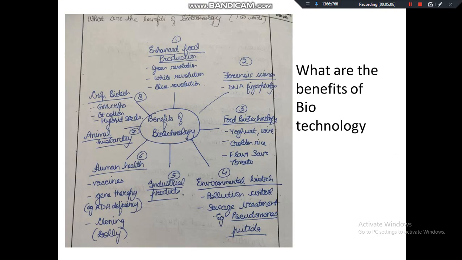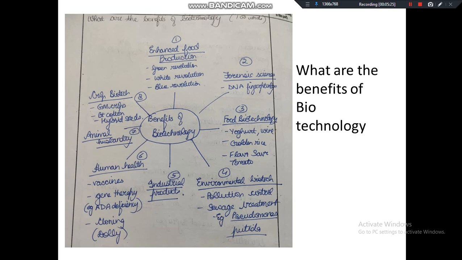Next question was, what are the benefits of biotechnology? So in this biotechnology, I have given a tabular form of representation. I have drawn this kind of a bubble diagram in which I have mentioned approximately 8 benefits. First is enhanced food production, in which I have also mentioned about green, white and blue revolution. Next is forensic sciences, in which I have mentioned about DNA fingerprinting.